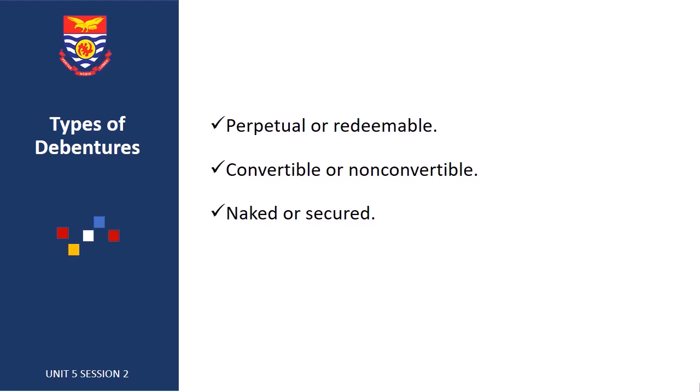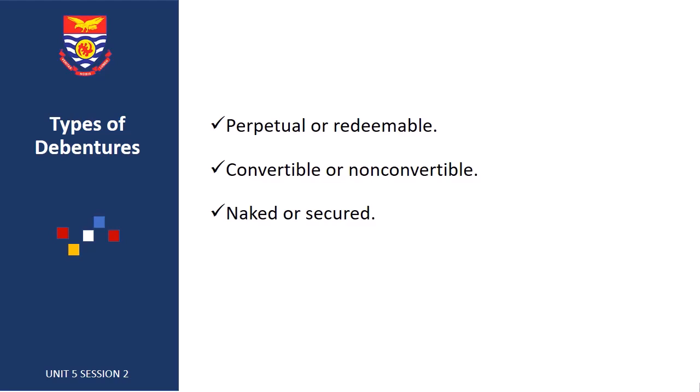We also have naked or secured debenture. Sometimes when you take a loan, you may secure it with collateral. Sometimes too, you do not secure it with collateral. So where a debenture is secured with collateral, it is called a secured debenture, or where there is no security attached to it, it is called a naked debenture.